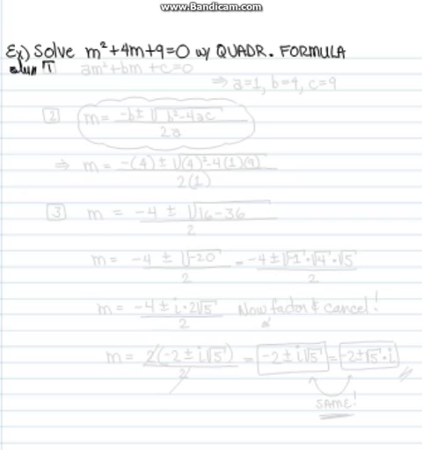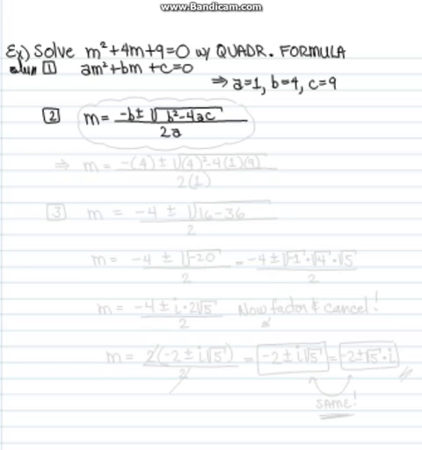Let's solve this second degree equation, m squared plus 4m plus 9 equals 0, using the quadratic formula. Okay, step 1, let's compare this to the standard form of am squared plus bm plus c equals 0 and see that a is 1, b is 4, and c is 9. Step 2, write down the quadratic formula for m. It equals negative b plus or minus the square root of b squared minus 4ac all over 2 times a.